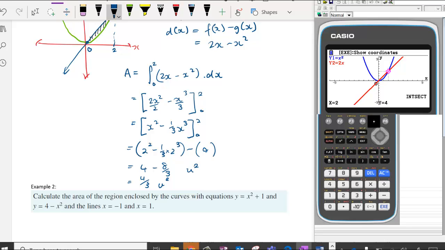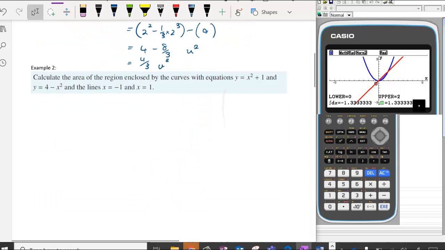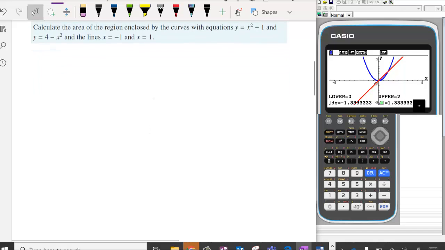So let's check this. G-solve. We can find the integral. We can use the intersects. So we got 0 and 2, and we get 1.3 recurring, which is 4/3. Okay, so we'll look at the second example.